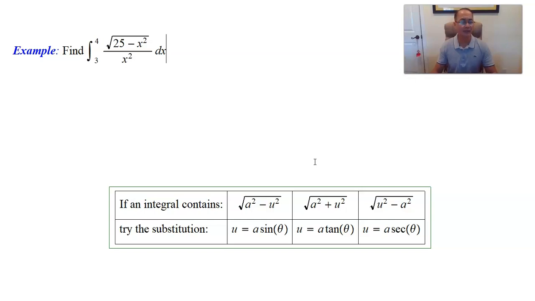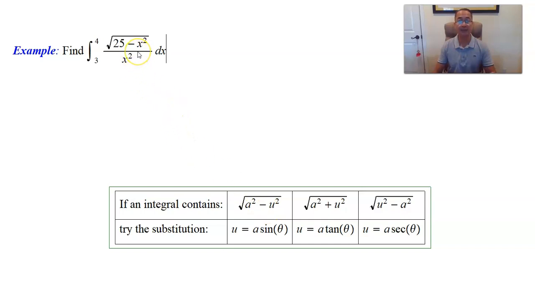Sometimes Maple does that. So it's more useful to see the approximation and use it to check our answer. This is the top of the table from our first page, and our first step is to identify the form of the square root. That's a constant squared, 5 squared, minus variable squared, x squared. So obviously it is the first form.